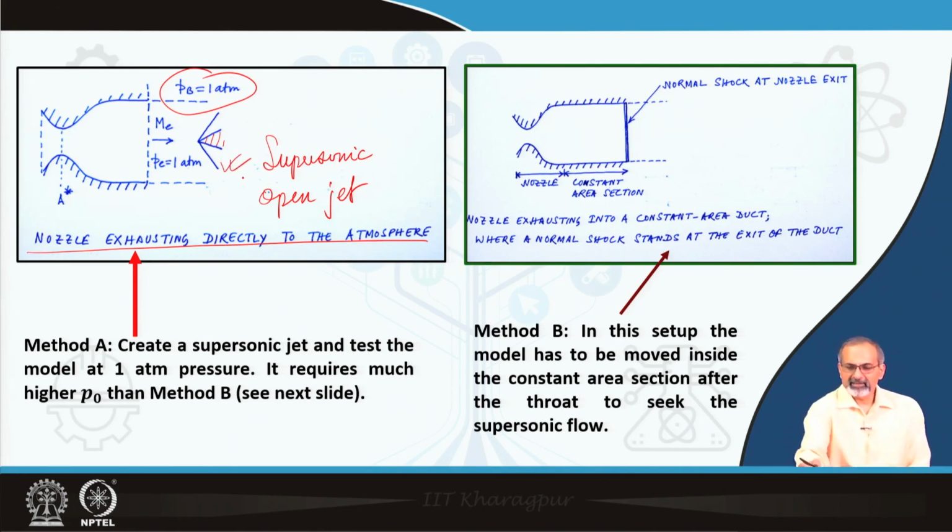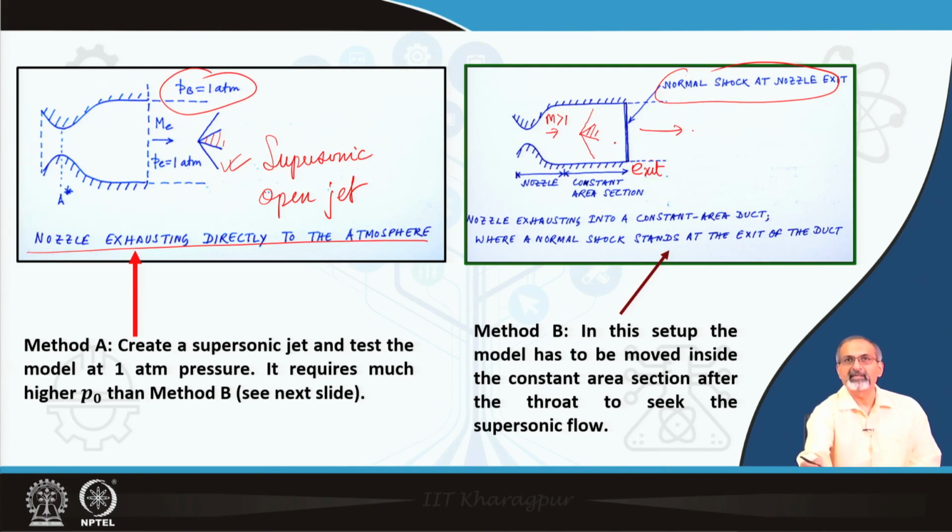You can imagine there is another situation over here which we call method B, where instead of a supersonic flow exhausting into the atmosphere, right at the exit you have a normal shock formed, and therefore, if you really want to do some testing with this tunnel, the model needs to be brought inside. Hopefully, here you will have a supersonic condition, and therefore, the shock will again form inside the model.